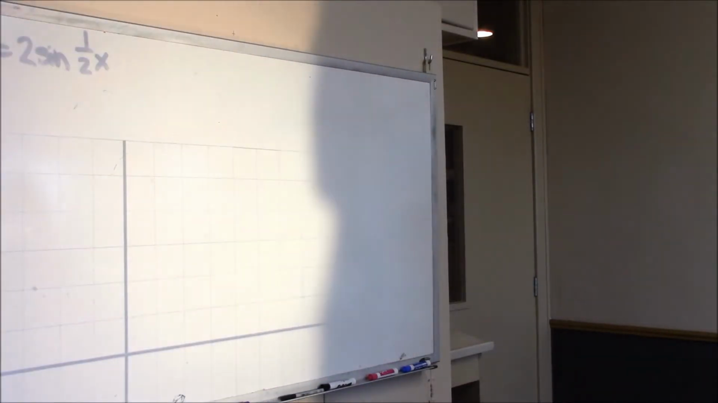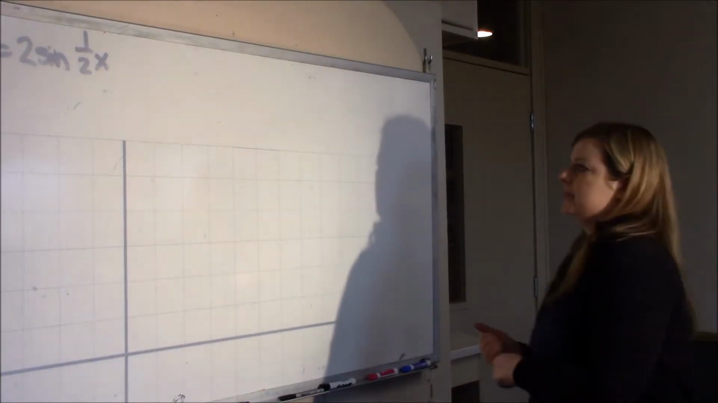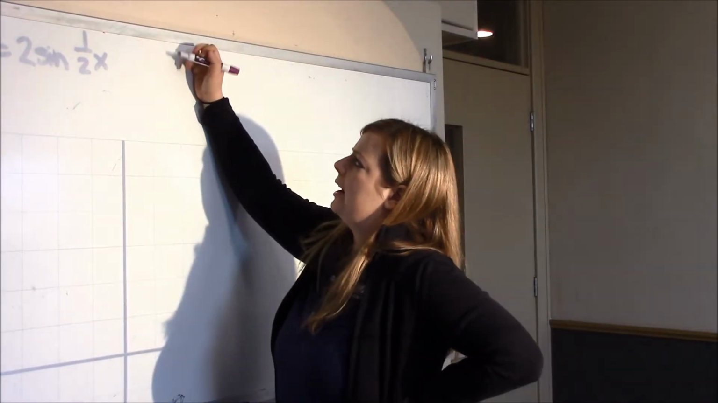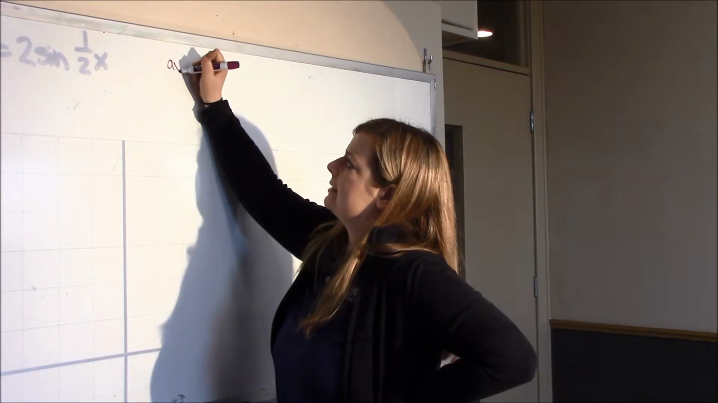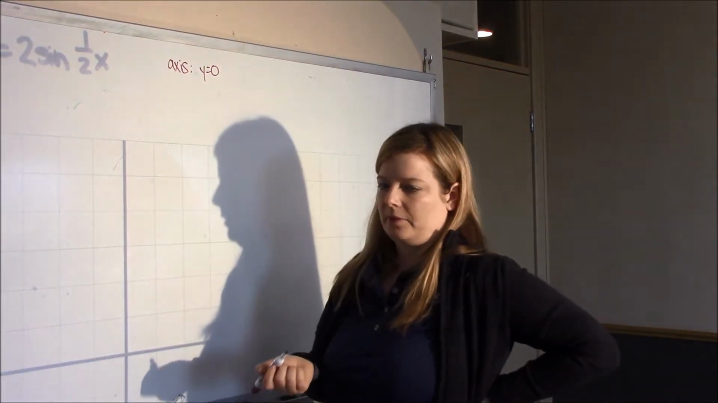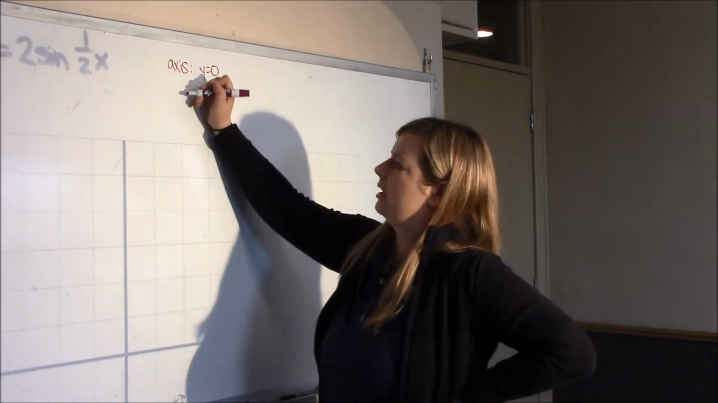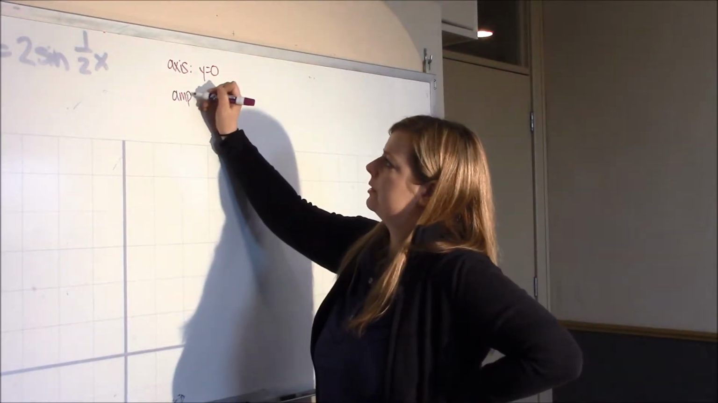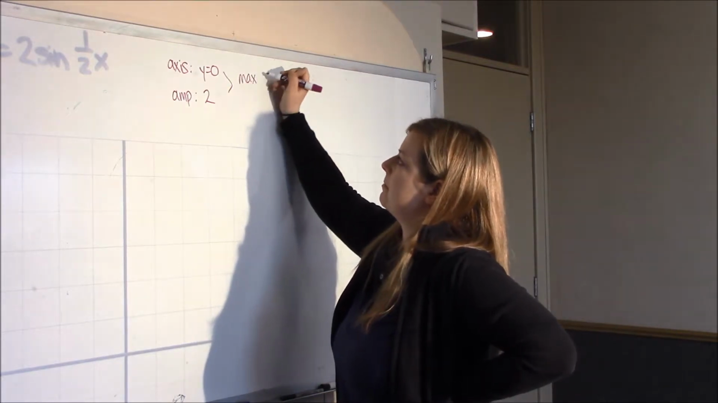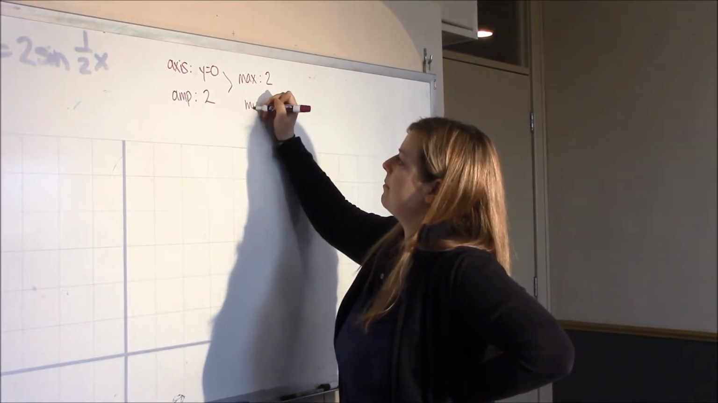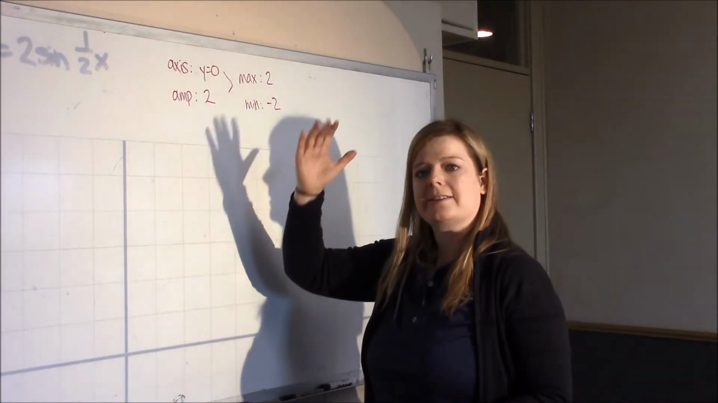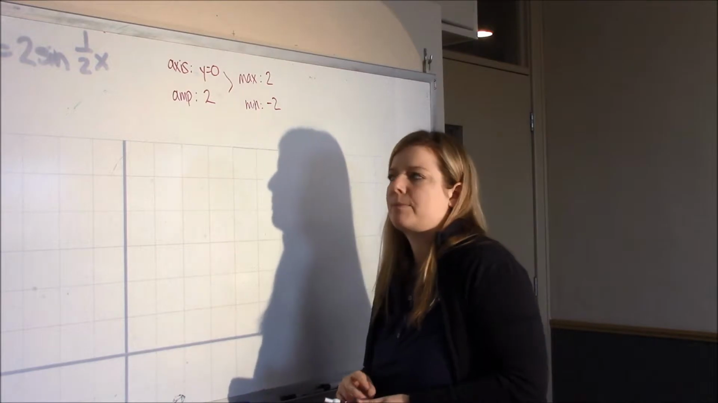Okay. So in this case, we have 2 sine of a half x. So our axis is still y equals 0. We haven't actually gone up or down at all. And our amplitude is 2. So between those 2 pieces of information, my max is 2 and my min is negative 2, right? Because I'm going up 2 from my axis, down 2 from my axis.